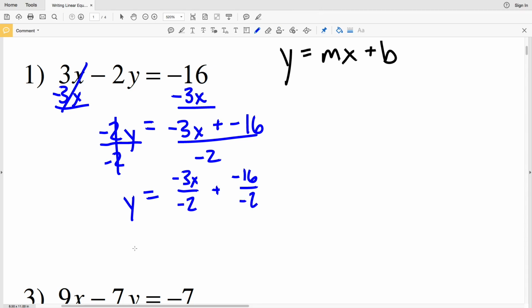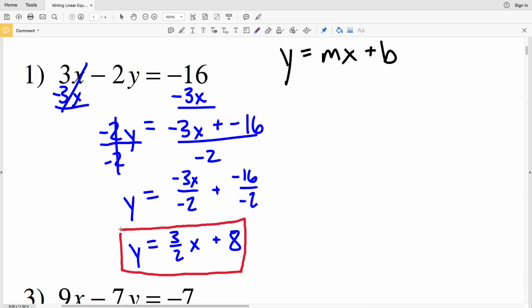Now we're going to simplify. Y equals negative 3 over negative 2 is simply a positive 3 over 2, so this will be 3 halves times x, plus negative 16 divided by negative 2. Negative divided by negative is a positive, 16 divided by 2 is 8. So in slope-intercept form, 3x minus 2y equals negative 16 is y equals 3 halves x plus 8.